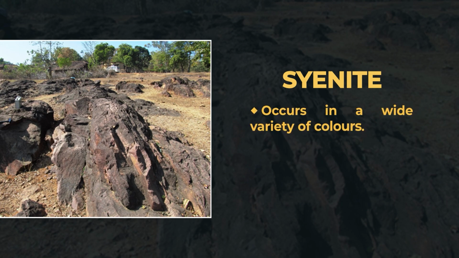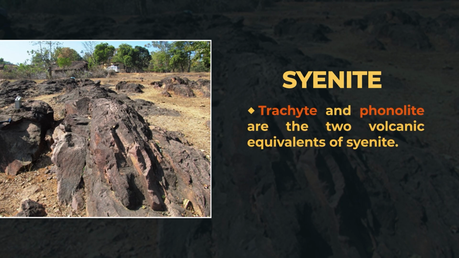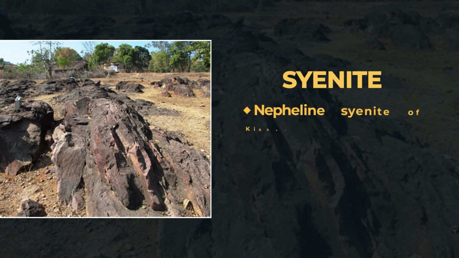They are known to occur in a variety of colors. Trachyte and phonolite are the two volcanic equivalents of syenite. Nepheline syenite in India is known from a locality called Kishangarh in Rajasthan, and nepheline syenite is also known from an alkali complex in the northeastern part of India, the Jasra alkaline complex.